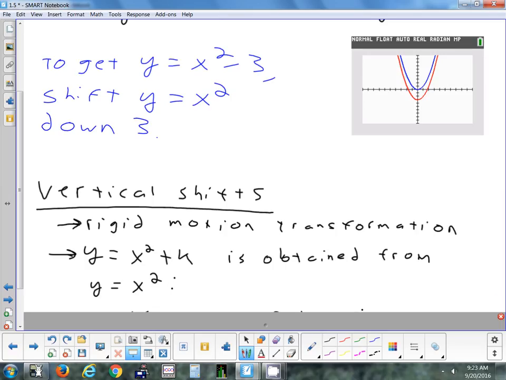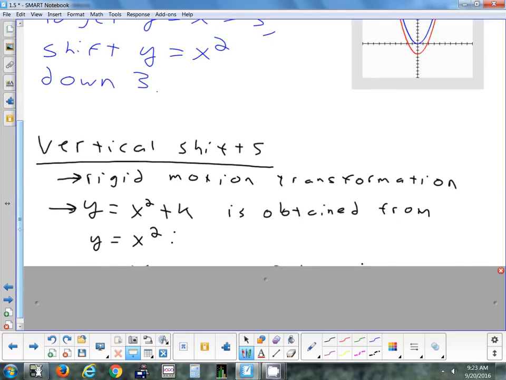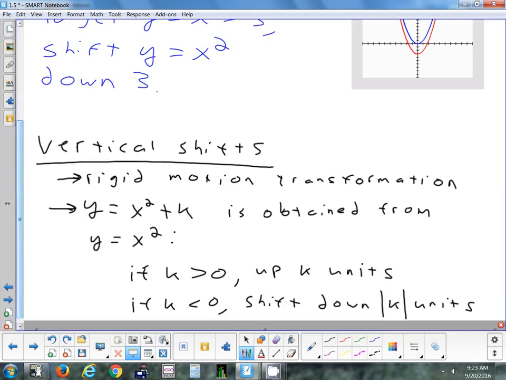So the way this works is pretty much common sense. Not all the transformations are what you would expect, but this one is. If you put a positive number on the end, if you add a number, that's going to shift up. If you put a negative number on the end, like minus 2, that's going to shift down. And I say shift down absolute value of k units.